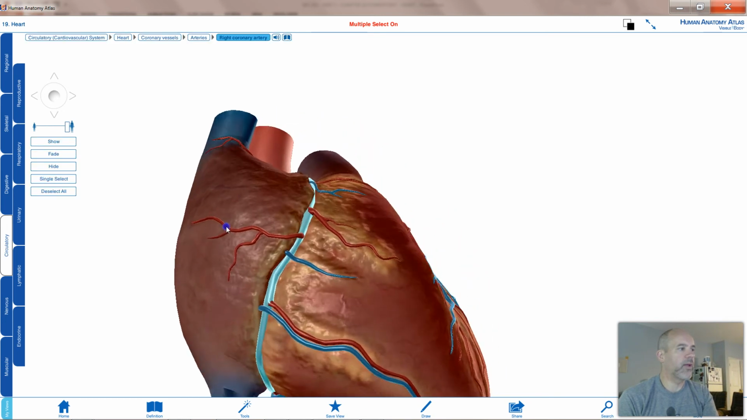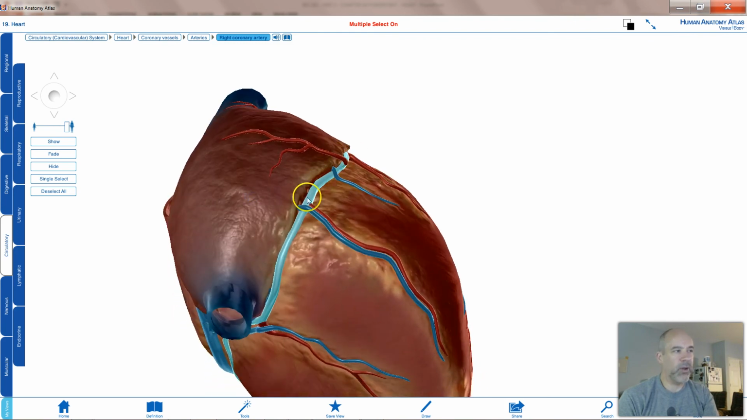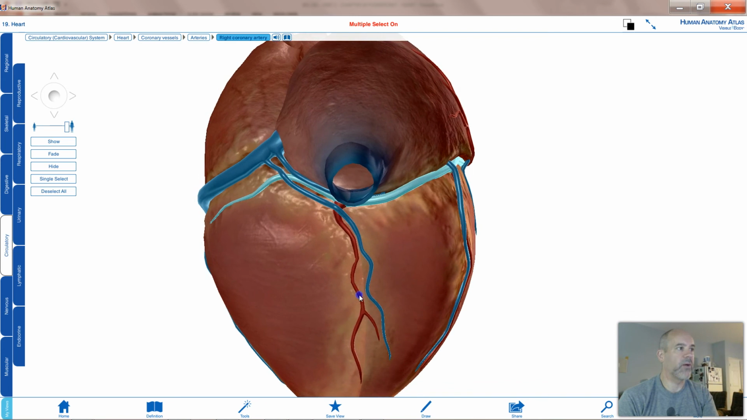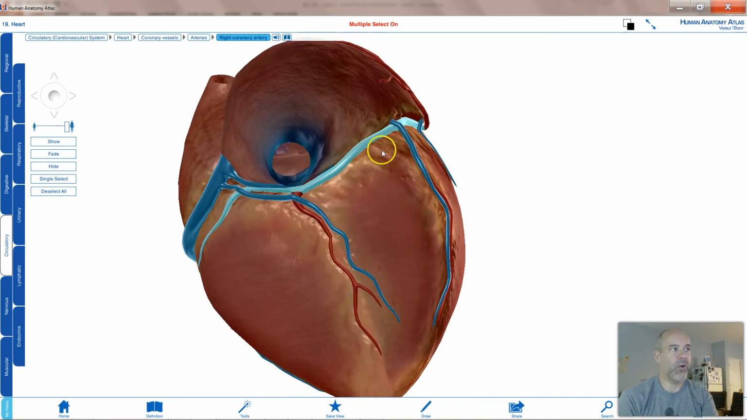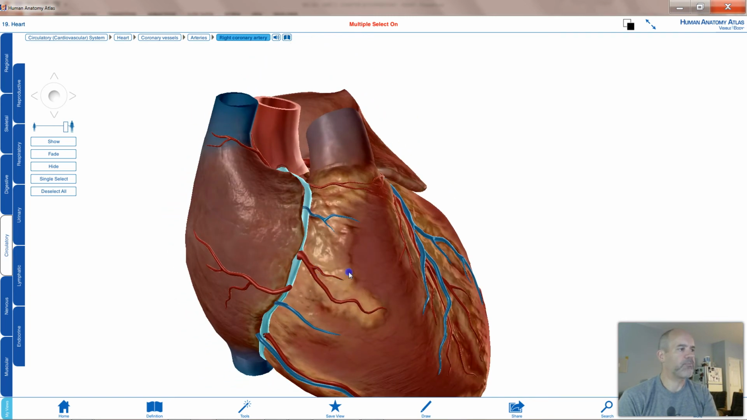If we keep rotating the heart around, see how it flows along the border between the right atrium here and the right ventricle over here. And we keep rotating around that way. All of that's the right coronary artery. Even though it's not shown, you're going to have smaller arteries branching off and distributing blood to the wall of the right ventricle and the right atrium.